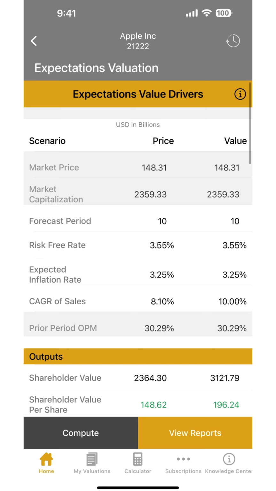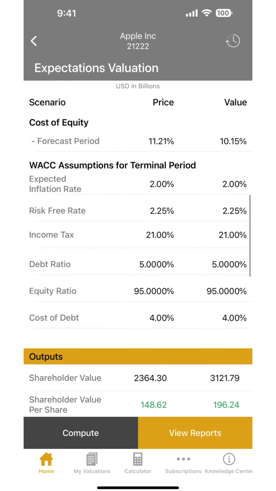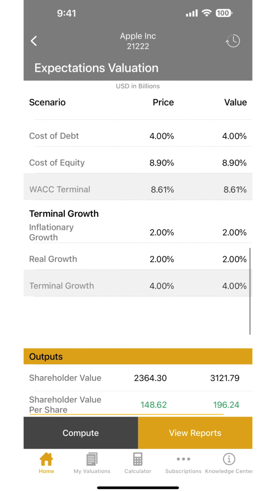The shareholder value of Apple comes to $196 per share compared to the current market price of $148 per share, indicating that based on the value drivers assumed in the value scenario, there is a gap in price and value.